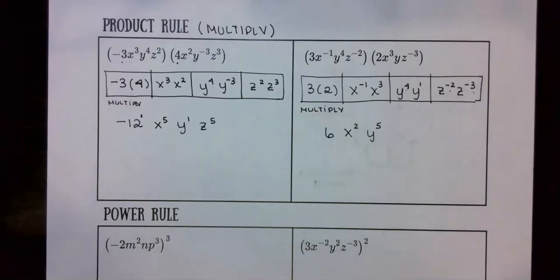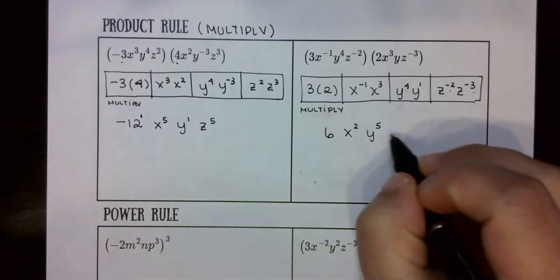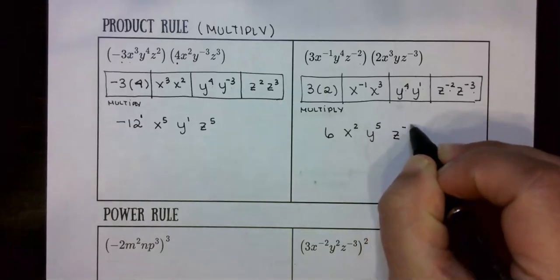Negative 2 minus 3. Now be careful here. I don't want you to do negative 2 minus a negative 3. It is negative 2 minus 3. Use what's there. Don't add anything. Don't take anything away. And that's going to give us z to the negative 5.